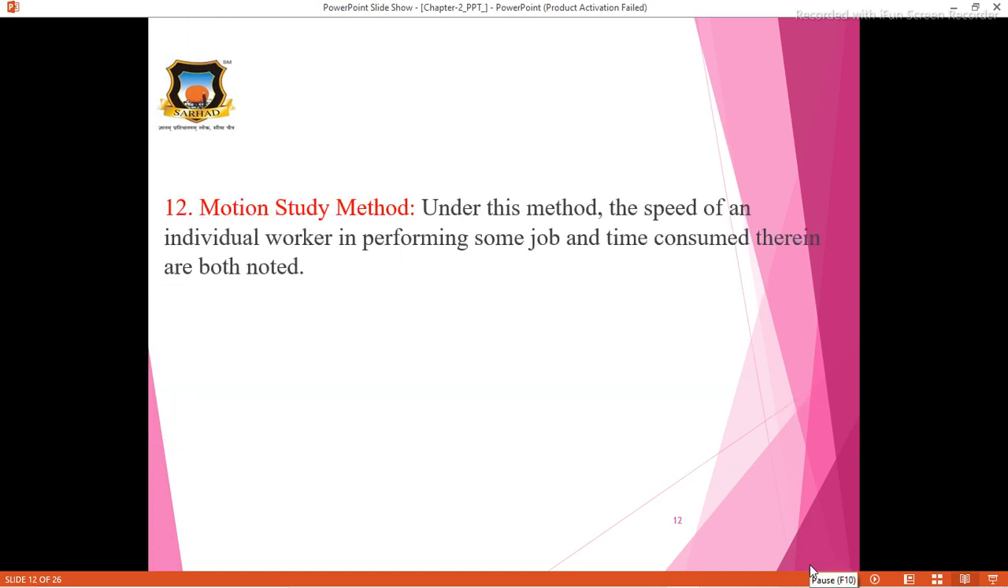And the last method is the motion study method. Under this method, the speed of an individual worker in performing the same job and the time consumed therein are both noted.